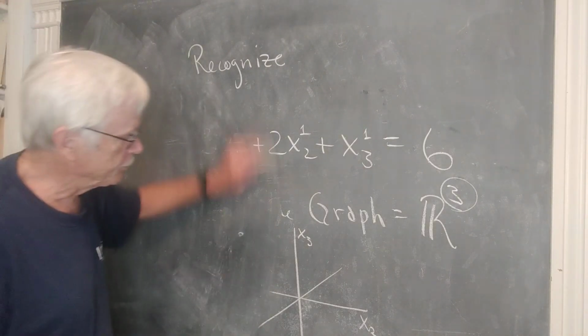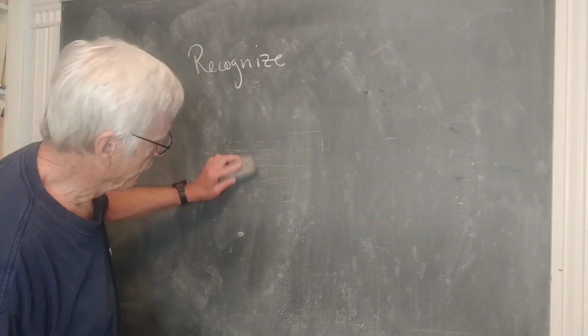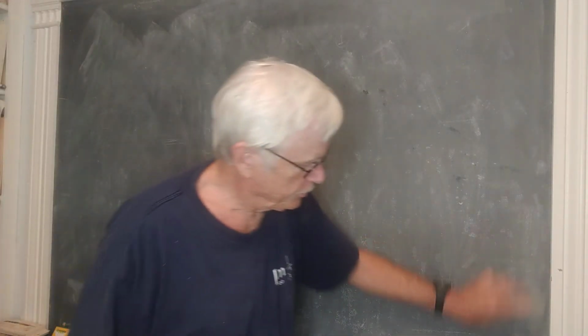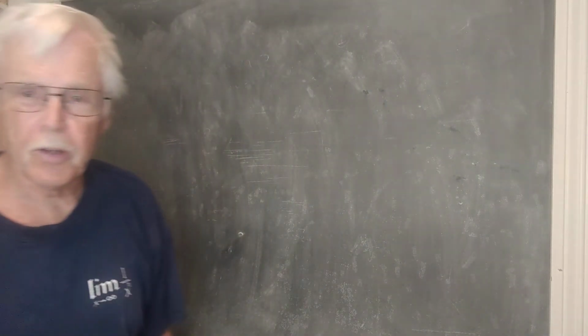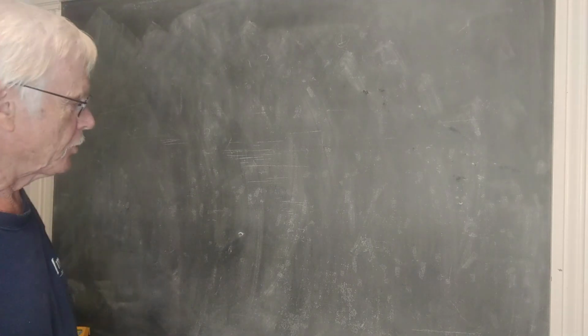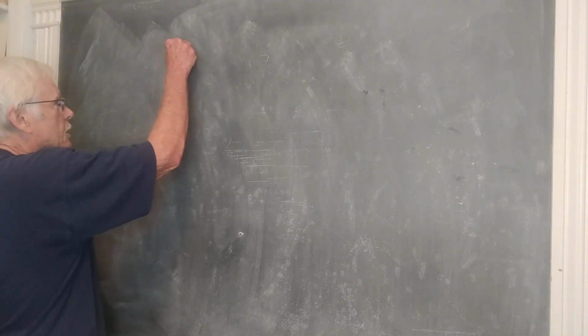Recognize them by their graph: flat, no curving. Recognize them by their equation: appropriate operations, and all the powers, all the exponents on the variables are 1, or they could be 0. And so now let's take a look at linear functions.